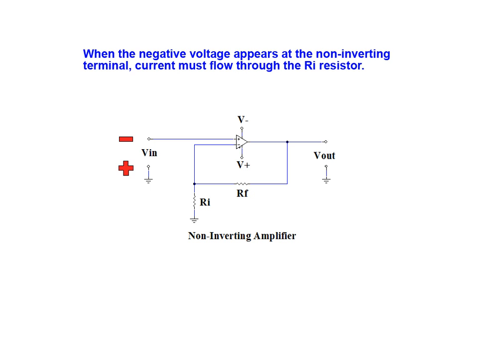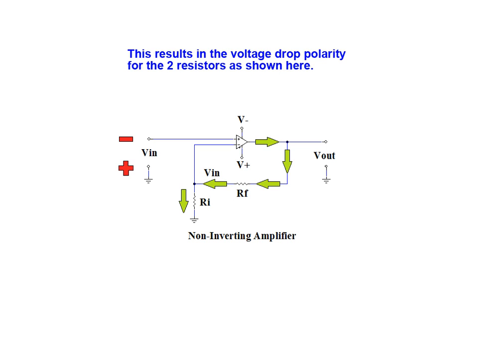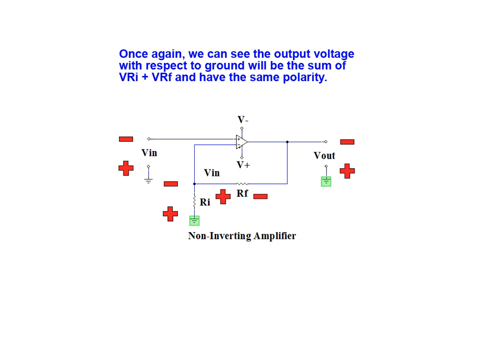When the negative applied voltage appears at the non-inverting terminal, current must flow through resistor Ri. As the current cannot come from the non-inverting terminal, it is drawn from the output and flows through the feedback resistor. This results in the voltage drop polarity for the 2 resistors as shown here. Once again, we can see that the output voltage with respect to ground will be the sum of the voltages VRI and VRF, and it will have the same polarity as the applied voltage.